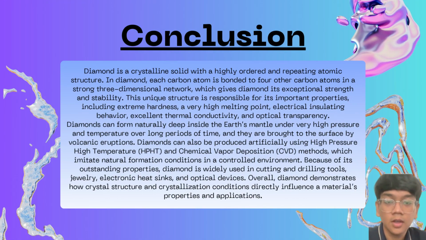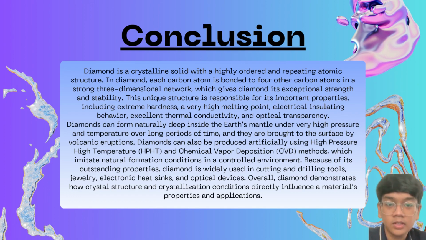In conclusion, diamond is a crystalline solid with a highly ordered and repeating atomic structure. In diamond, each carbon atom is bonded to 4 other carbon atoms in a strong 3-dimensional network, which gives diamond its exceptional strength and stability. This unique structure is responsible for its important properties, including extreme hardness, a very high melting point, electrical insulating behavior, excellent thermal conductivity, and optical transparency.